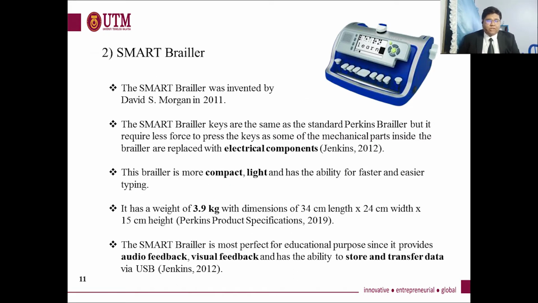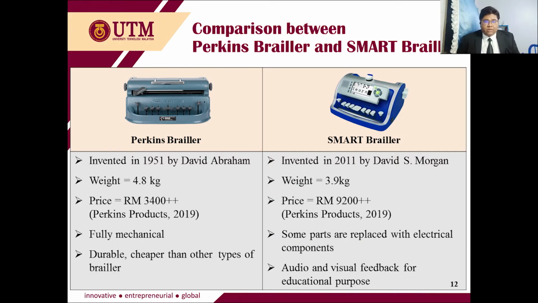The second one is the Smart Brailler, which was invented by David S. Morgan in 2011. The mechanical system is the same as the Standard Perkins Brailler, but it requires less force to press the keys, as some mechanical parts are replaced with electrical components. It weighs about 3.8 kg. The Smart Brailler is perfect for education, as it has audio feedback, visual feedback, and can store and transfer data via USB. And this is the comparison between the Perkins Brailler and the Smart Brailler.